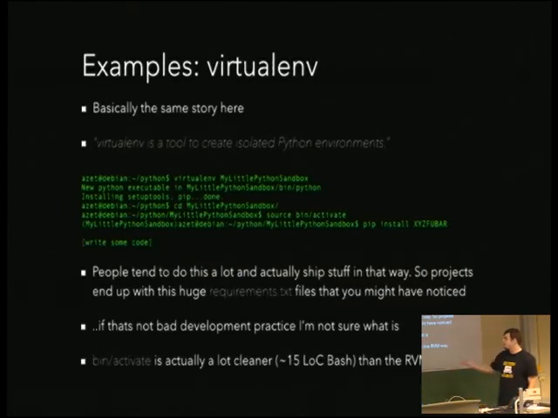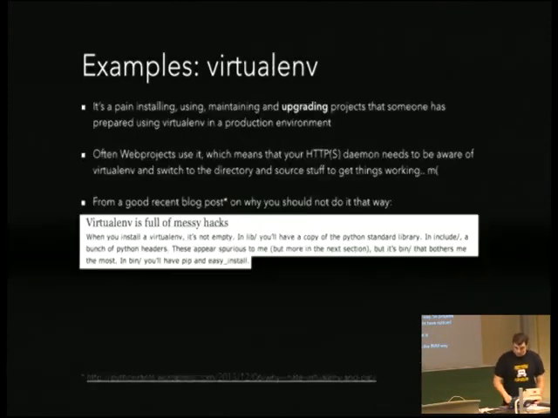The activate script is actually a lot cleaner, like 15 lines of bash code, if you have ever looked into it, in comparison to RVM, like 6,500 lines of bash code. It's a good tool, but you probably can do a lot of stuff also with modules. There's this nice blog article on why pip and virtualenv suck for a multi-platform developer, developing on Windows and on Linux and on Solaris, I think.